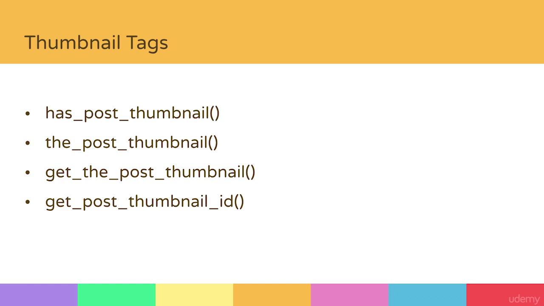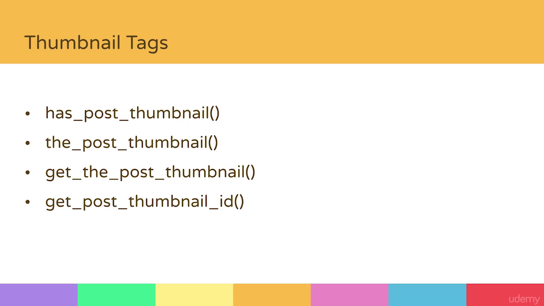Now it says post, but it could also work for page and other custom post types as well, and that goes for all of these. Then we have the most common of these, which is the_post_thumbnail, and this will take a few parameters based on what size we want, or if we want to add other HTML attributes to the image tag that it puts out. And then we have get_the_post_thumbnail, which works very similarly, except it just gets a value and doesn't echo it onto the page.